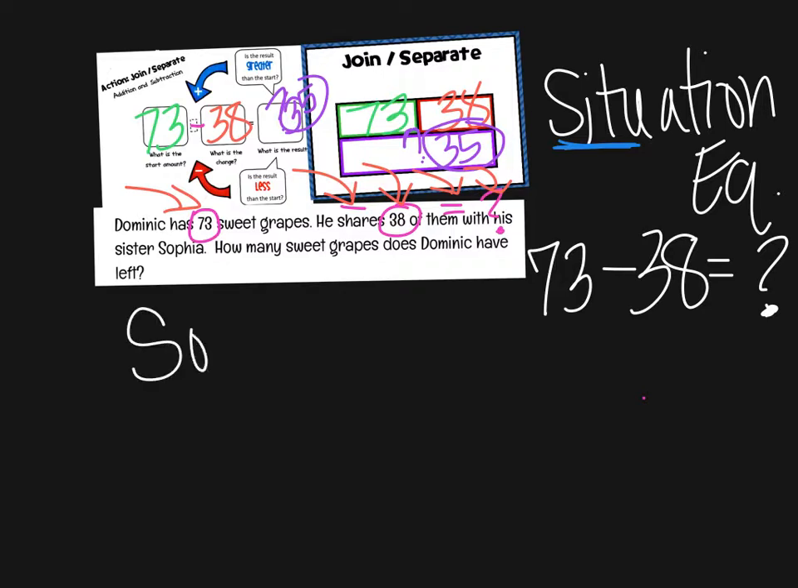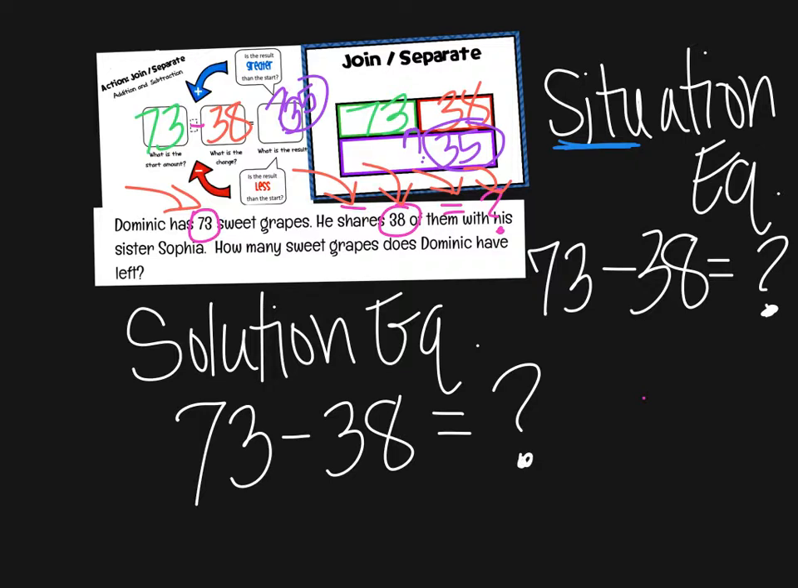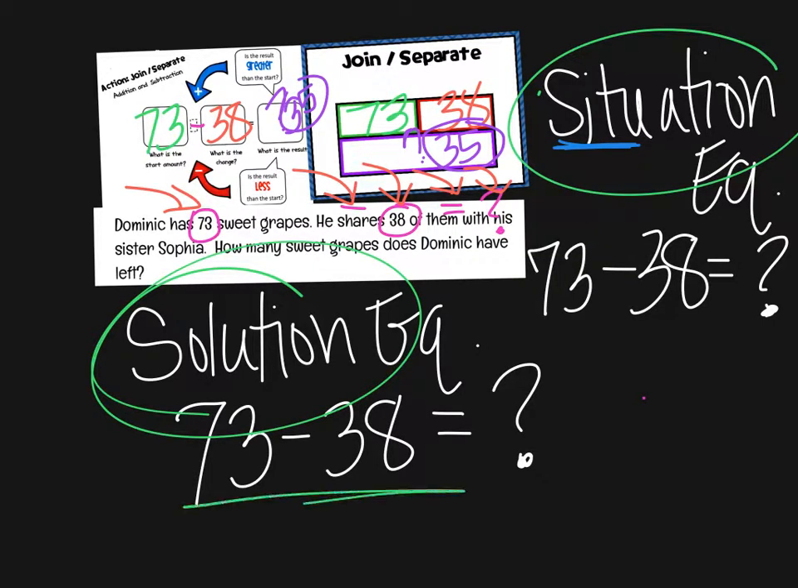My solution equation is how I solved it. How did I figure out how many Dominic had left? What did I do to solve that equation? That's right. All I did was exactly what it told me. I had to take 73 minus 38 equals question mark, because there's no other way for me to find the result unknown. Every time you have a result unknown, your situation equation and your solution equation are going to be identical, because there's only one way to solve for a result unknown.